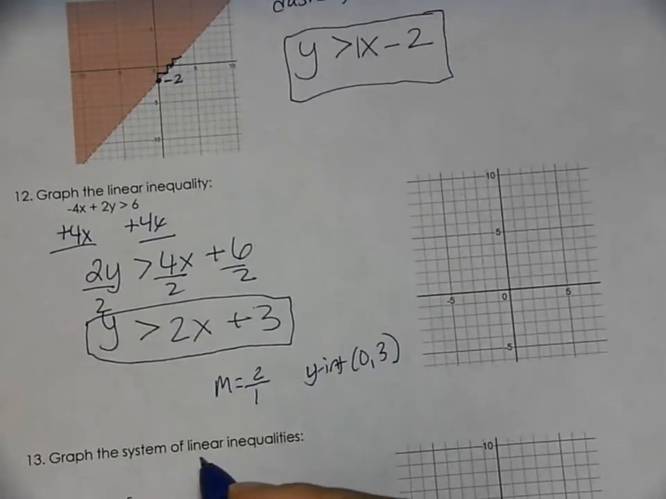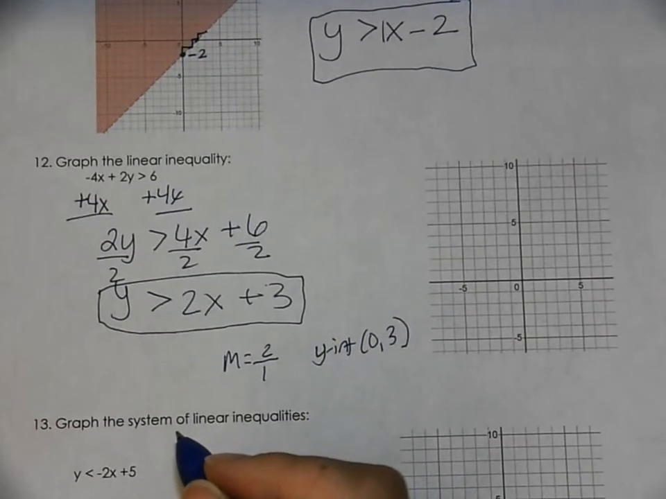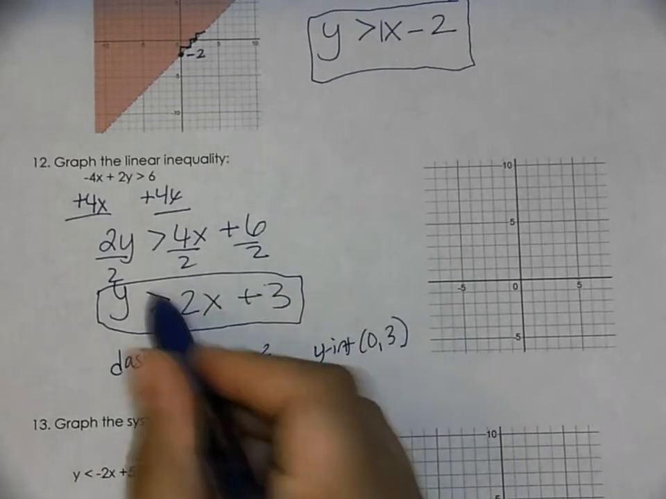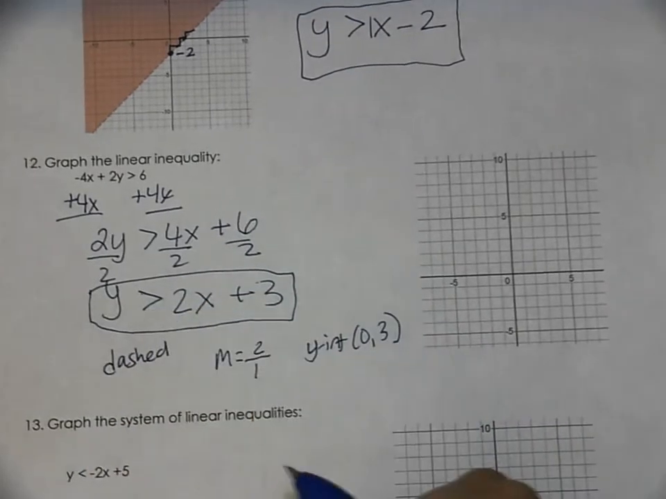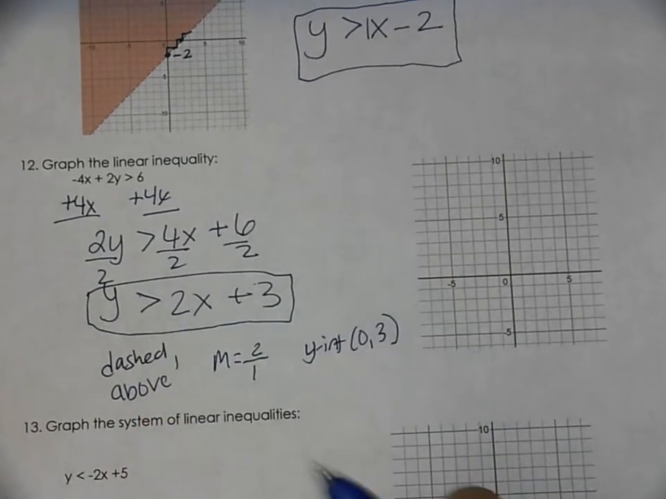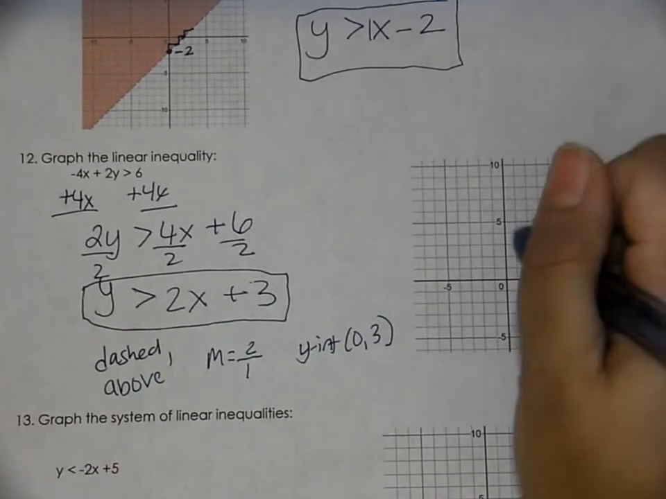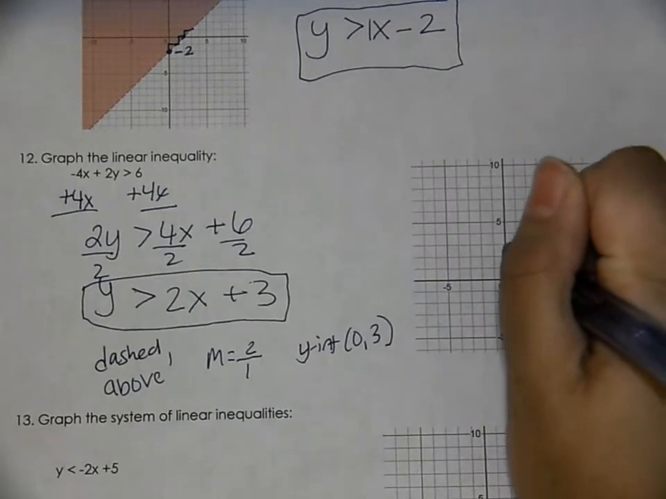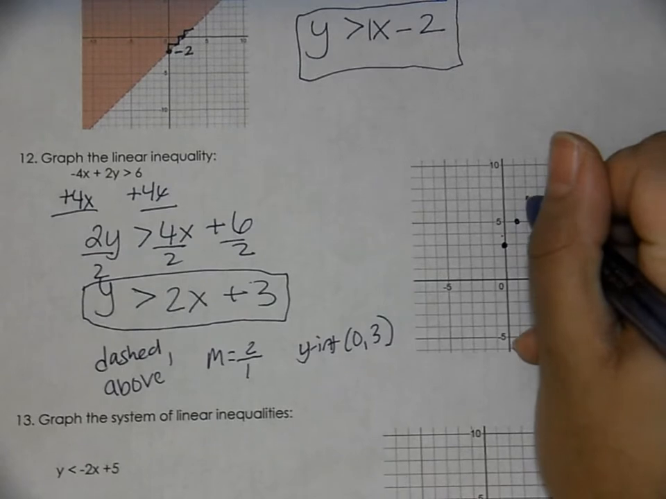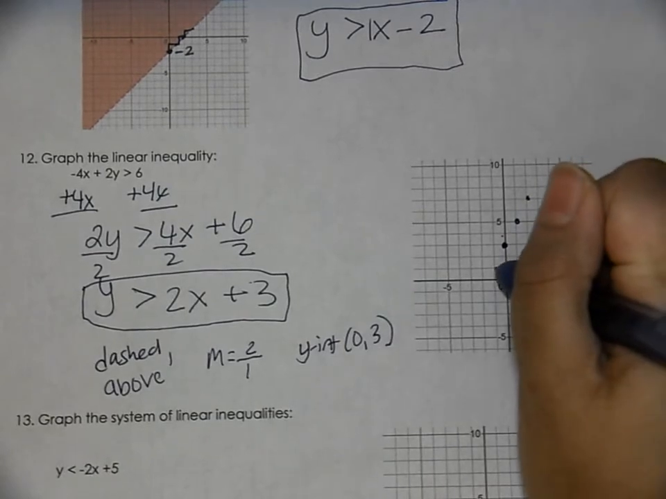We're going to graph a bunch of points, and then we will connect it with a dashed line, because it's a greater than symbol, it doesn't have an equal to line. And I'm going to shade above it because it's a greater than. All right, so let's go ahead and start at 3. 1, 2, 3. And then you're going up 2, right 1, up 2, right 1, and so on. You can also go down 2 and left 1.